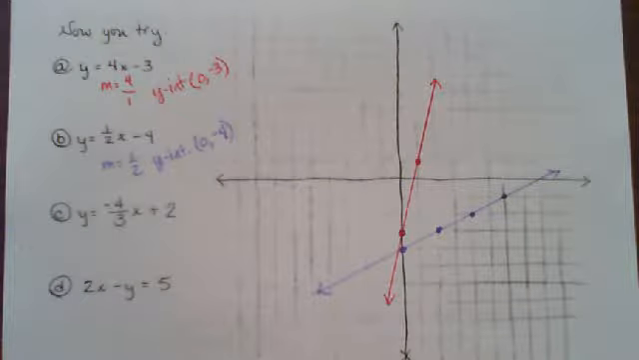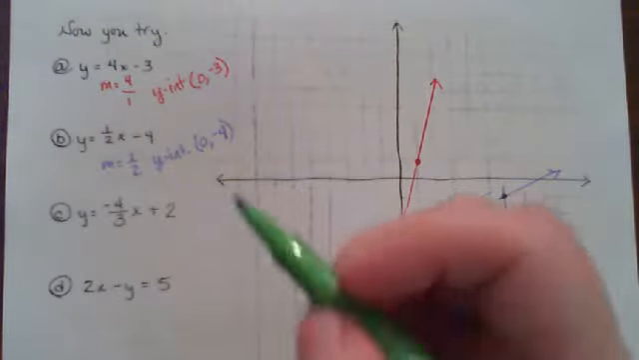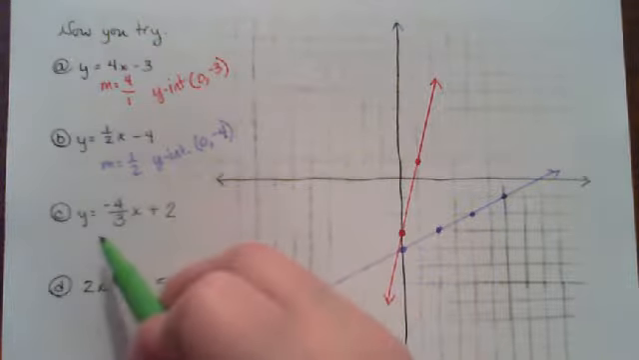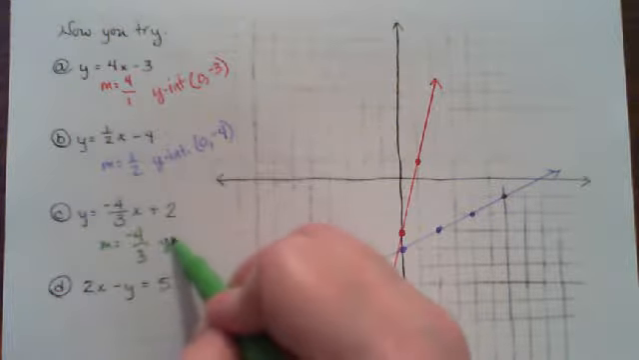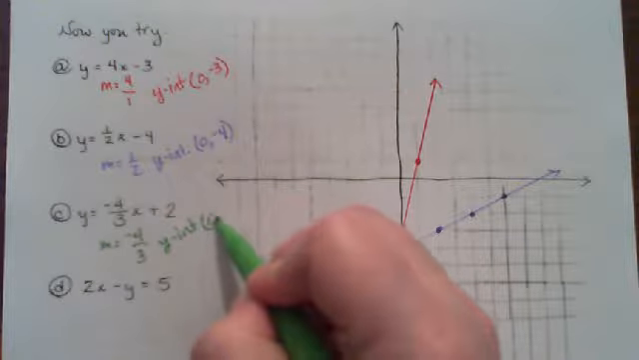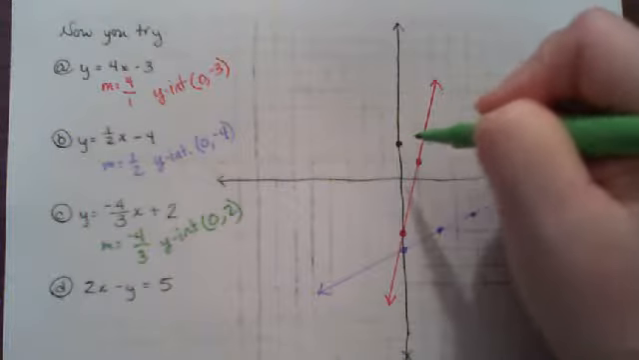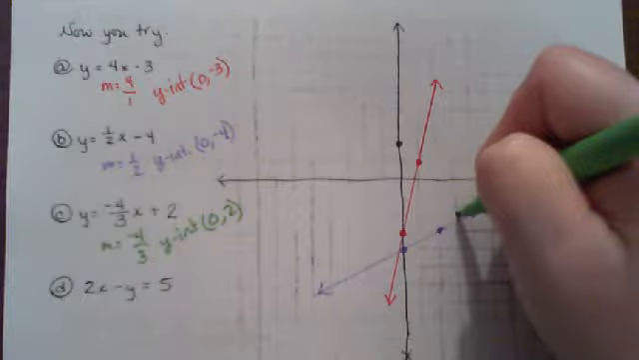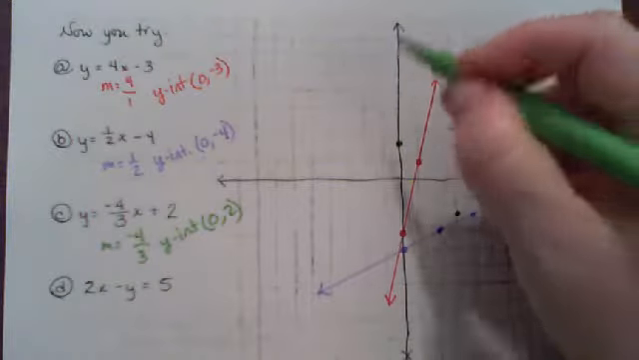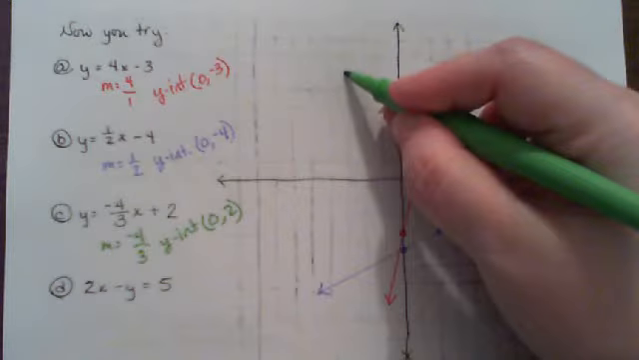And then for C, I'll use, not orange, that's too close. We'll use green. So my slope is -4/3. My y-intercept is 0, 2. So I go up 2, and then from there I go down 4 and to the right 3. Or I could have gone up 4 and to the left 3.